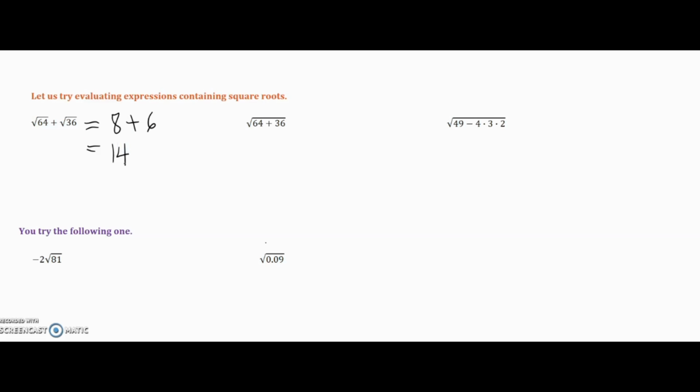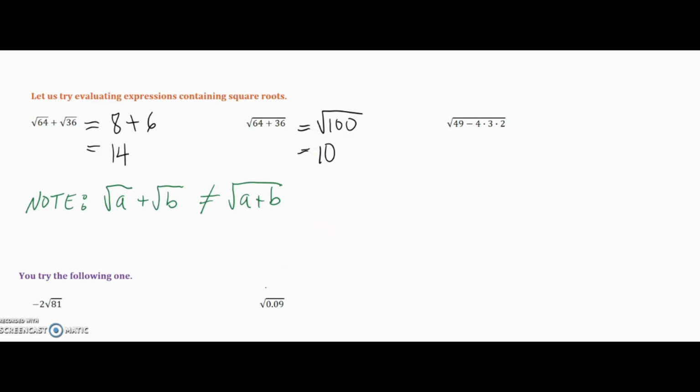Now the second problem is different. It is the square root of 64 plus 36, all inside the square root. So in this particular case, I have to add them first. If I do that, I get the square root of 100, and the square root of 100 is just 10. So remember, the square root of a plus the square root of b is not equal to the square root of the sum a plus b. Okay, let's move on to the third one.